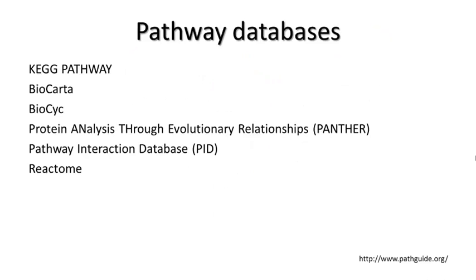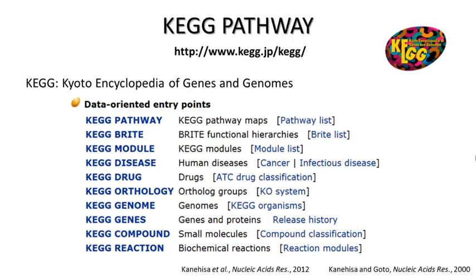So, what pathway databases are out there? We listed here a few of the main pathway databases, including KEGG, BioCarta, BioSeq, Panther, PID, and Reactome. These are all great resources. In this unit, we'll take KEGG as an example to elaborate. KEGG stands for Kyoto Encyclopedia of Genes and Genomes. It organizes data in several overlapping ways, including pathway, diseases, drugs, compounds, and so on. We will focus on KEGG pathways here.